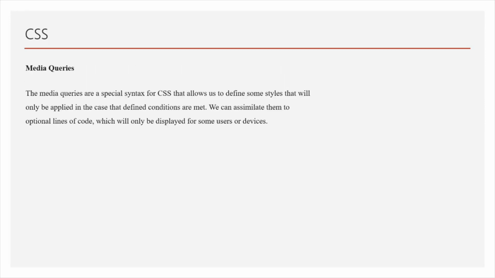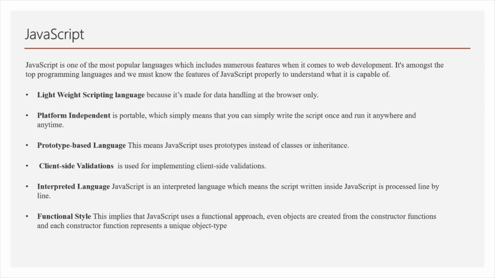CSS also includes media queries. Media queries are a special syntax for CSS that allows us to define some more styles that will only be applied in case the defined conditions are met. We can compare them to optional lines of code, which will only be displayed for some users or devices. You can get an idea of CSS and HTML from the official website w3schools.com.